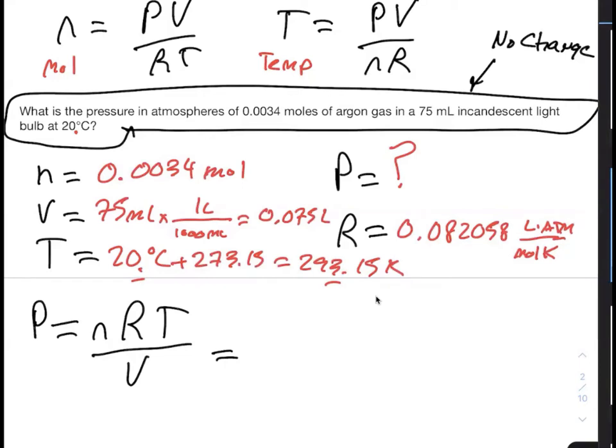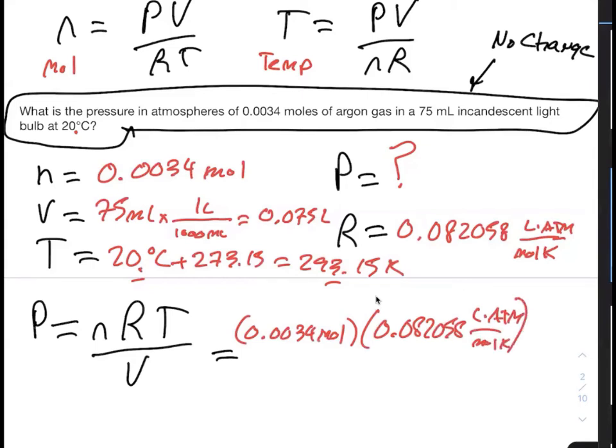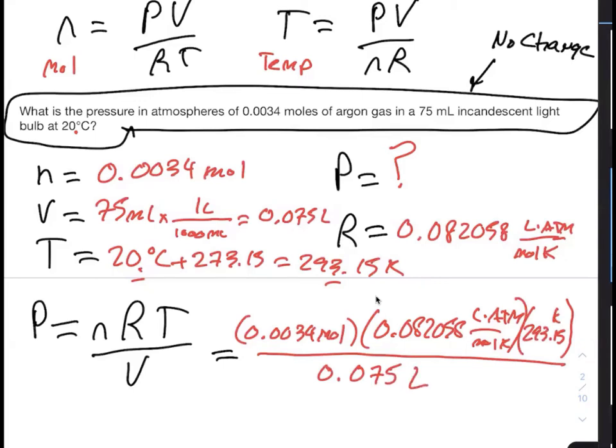I'm going to plug in everything. 0.0034 moles of gas. It doesn't really matter what the gas is as long as I know the number of particles, times the gas constant, 0.082058 liters times atmospheres over moles times Kelvin, times the temperature, 293.15 Kelvin, over the volume, which is 0.075 liters.